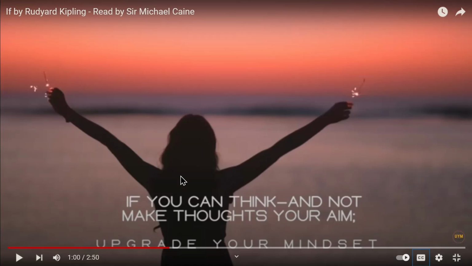It's not your goal, just thinking. Some people kind of just think for the sake of thinking. You understand? But you think, but you don't make thoughts your aim. Your aim is not just simply thoughts. This shows like not overthinking too much and just thinking for the sake of thinking. You think to reach something, some conclusion, some understanding.